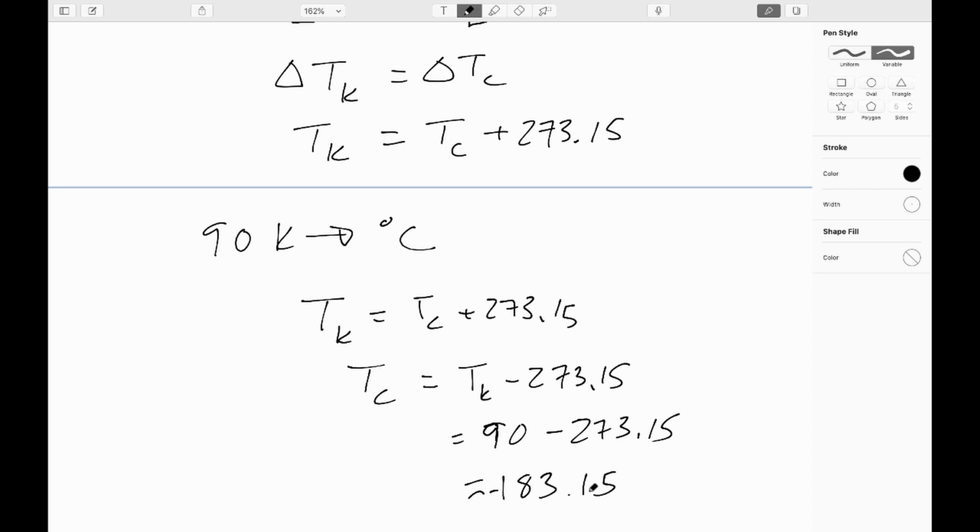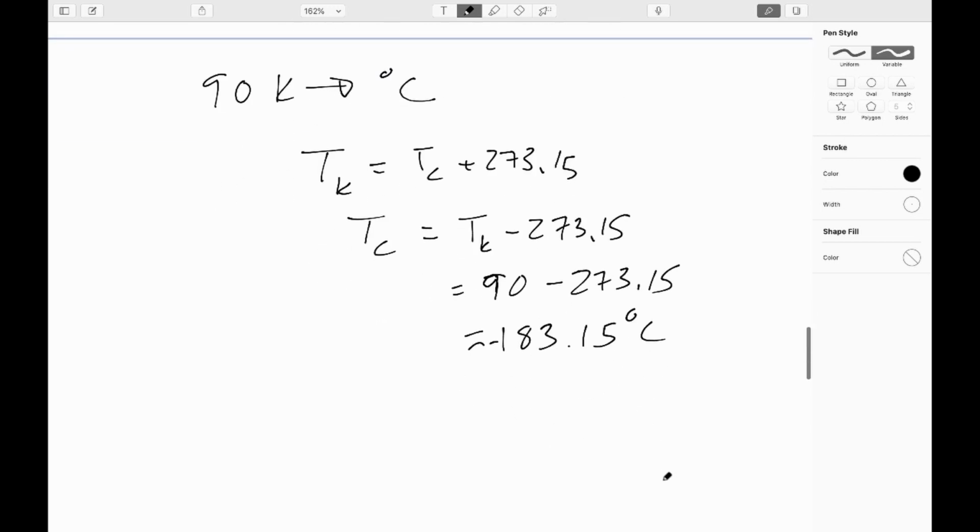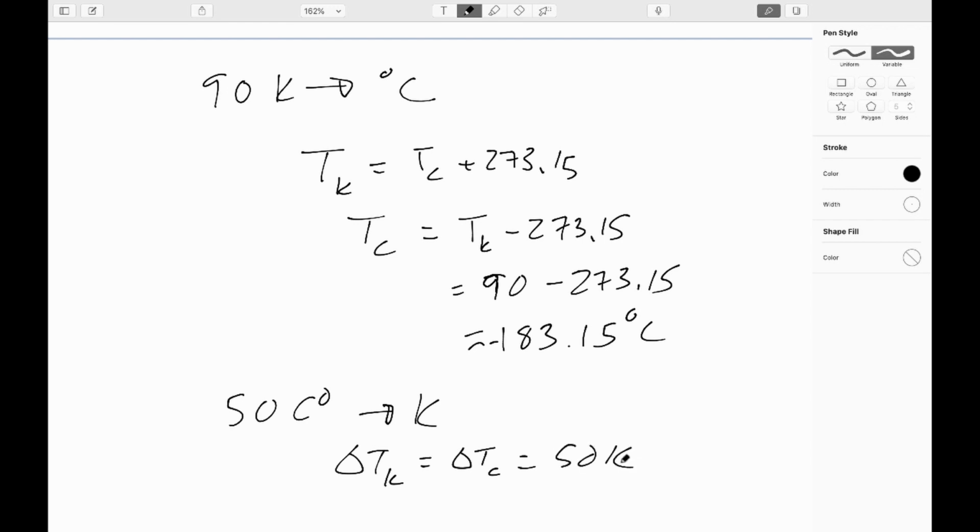183.15 degrees C. Yeah. All right. And just for another one here, let's convert 50 C degrees to Kelvin. Well, here, since the degree sign is on the right-hand side, this is a difference. So it means that this Kelvin here is a difference. So we can just say that delta T Kelvin is equal to delta T Celsius, so it's 50 Kelvin.